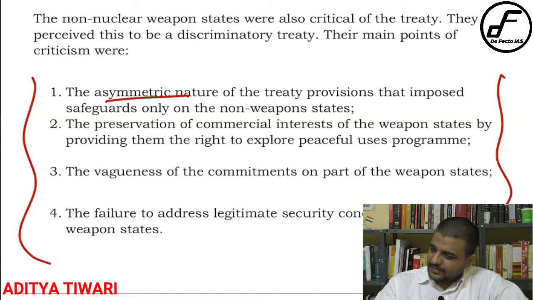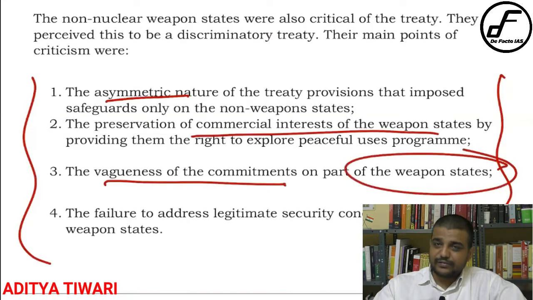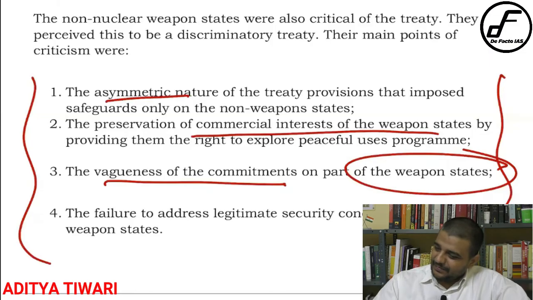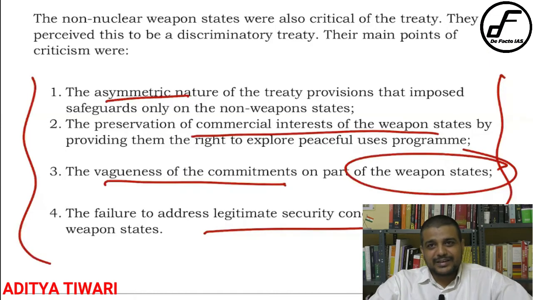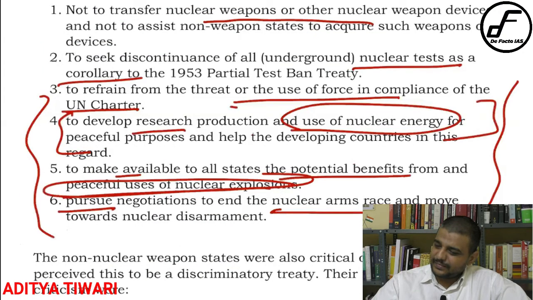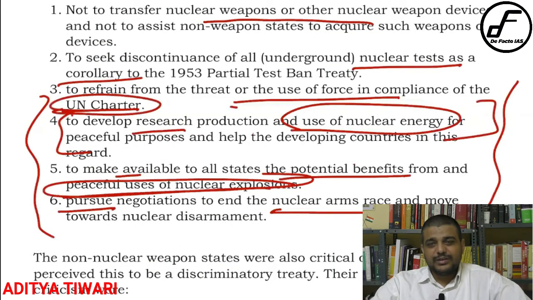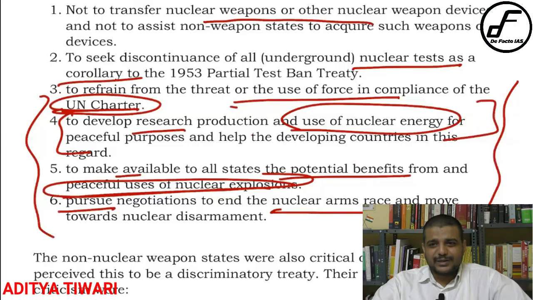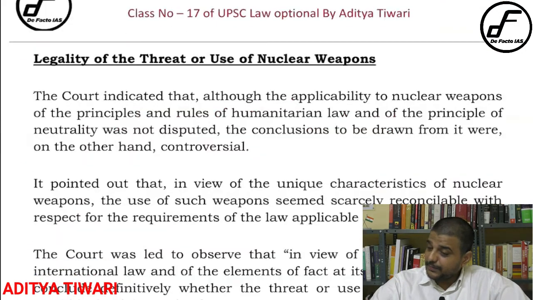Second, commercial interest, I already discussed. Vagueness on the commitment on the part of nuclear weapon states, that I will pursue negotiation. What is the meaning of pursue negotiation? Similarly, security concerns were not addressed, that I will not attack you. They are simply saying that I will not use it as a threat, in pursuance of the UN Charter, but they are not saying that I will not attack you. So obviously the legitimate security concern of the non-nuclear state was not adhered to at all. That is a very problematic thing.